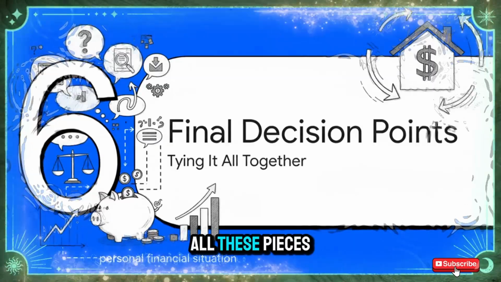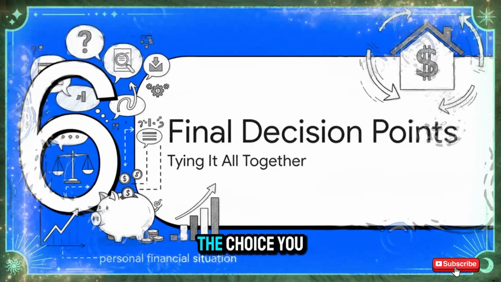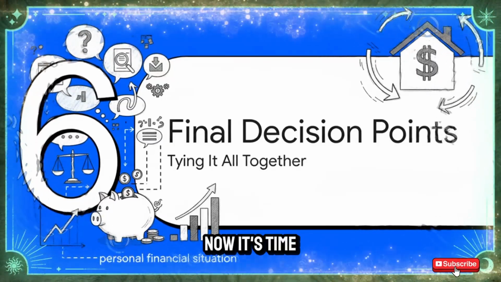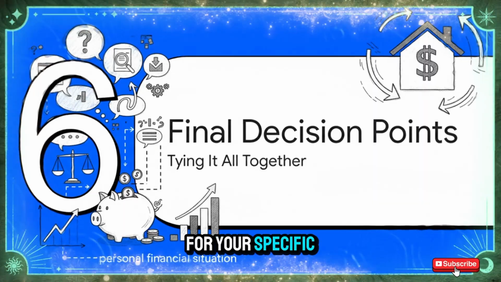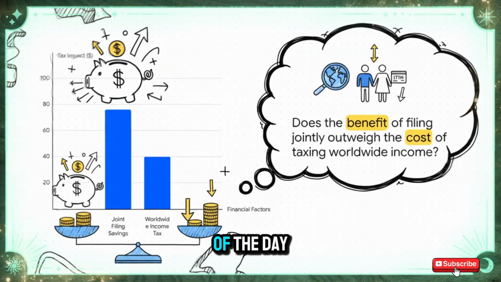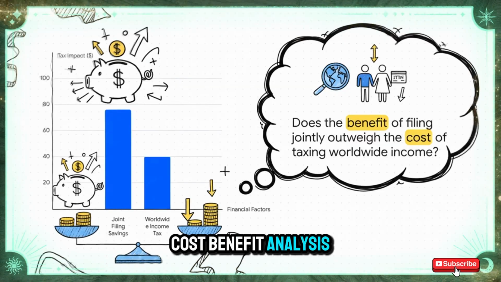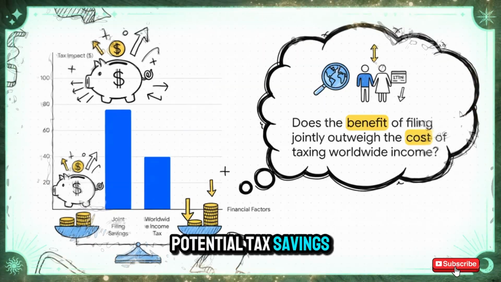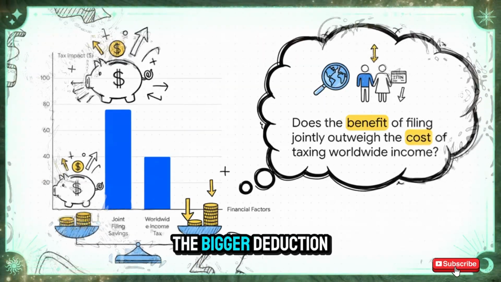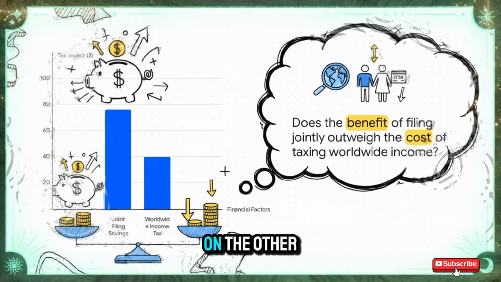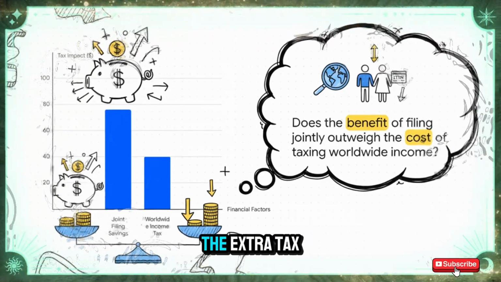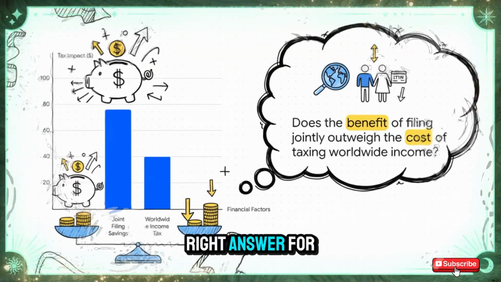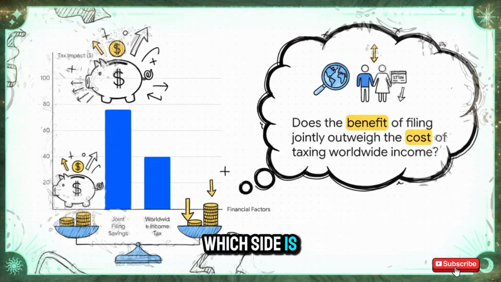All right, let's pull all these pieces together. We've gone over the problem, the choice you can make, the big trade-off, and the process to get it done. Now it's time to figure out what the right path is for your specific situation. At the end of the day, this is a cost-benefit analysis. You've got to run the numbers both ways. On one side, you have the potential tax savings from filing jointly. The lower rates, the bigger deduction, that's the benefit. On the other side, you have the potential cost, the extra tax you might have to pay on your spouse's worldwide income. The only way to know the right answer for you is to calculate which side is bigger.